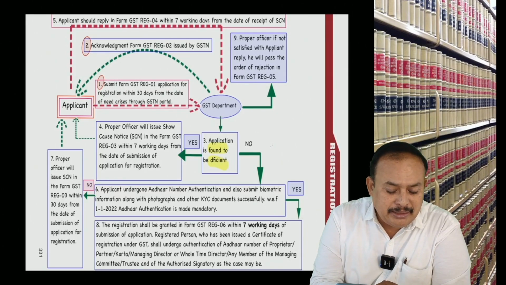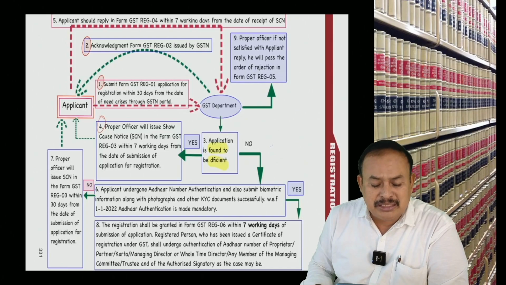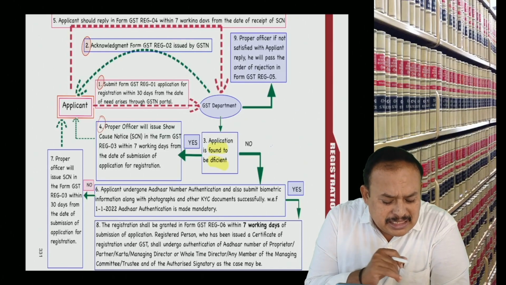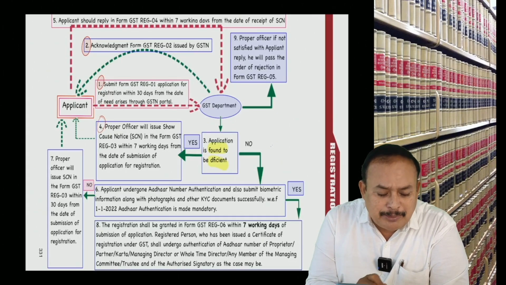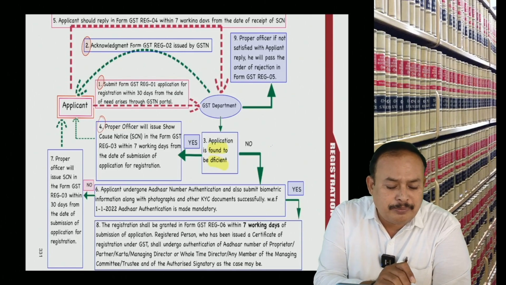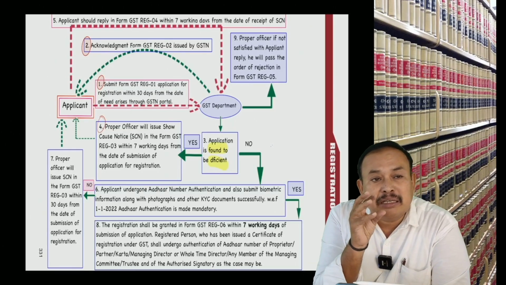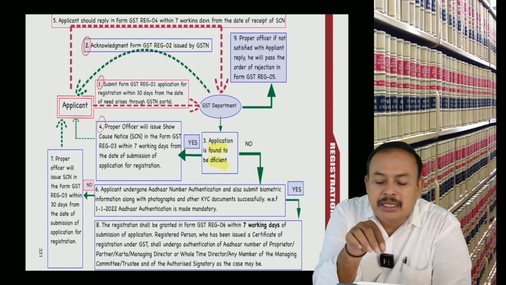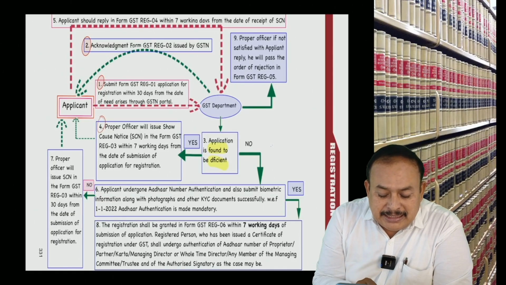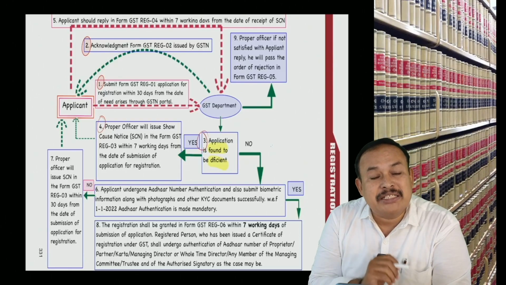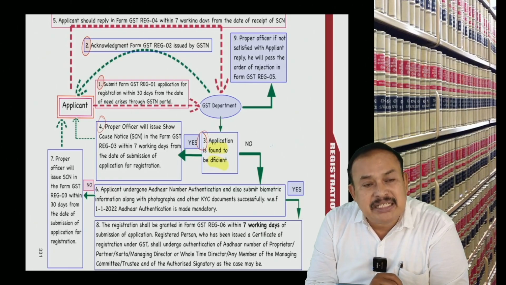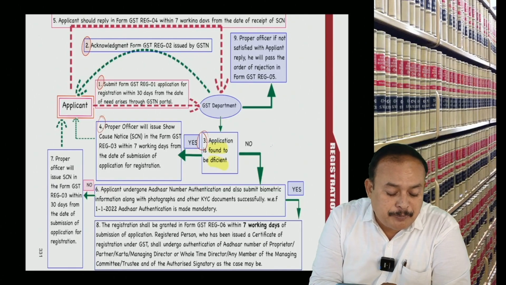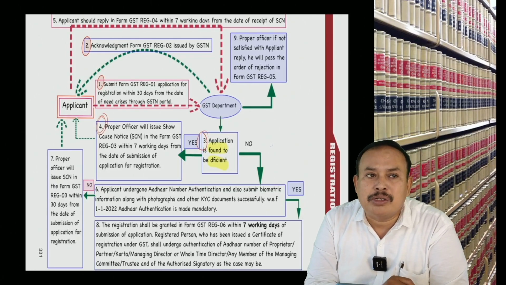Step 3, that means steps in the serial order where I am presenting here. Step 3 talks about what? Step 3 talks about the officer finding a deficiency in the application. In that case, he will issue a notice in form GST REG 03 within 7 working days from the date of receipt of the application, which is step 4. Then the ball is in the court of the applicant.